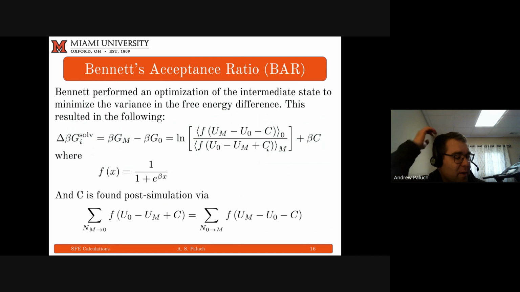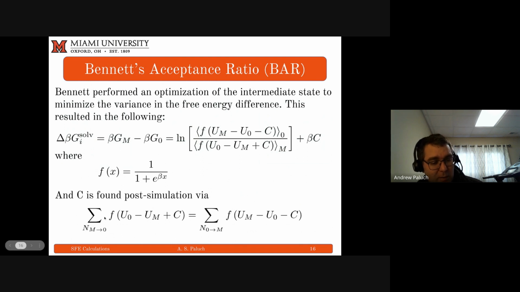Where now my exponentials have been replaced with f, which corresponds to this Fermi-Dirac function. So f of x is 1 over 1 plus e to the bx. If I look at this top term, it'd be my internal energy in state m relative to state 0 minus c, where c is a constant. How I find the constant is, post simulation, I perform this optimization. I find the value of c so that, if I'm summing over all of the states sampled, this minus that is as close to 0 as possible.